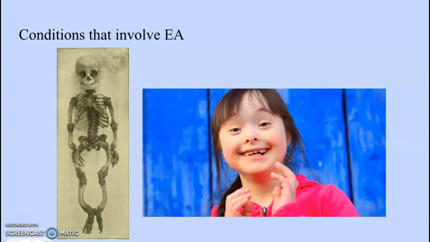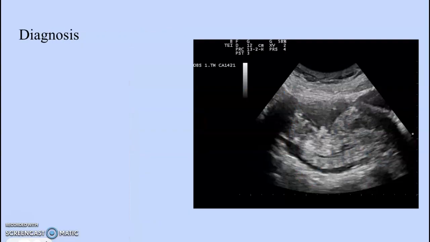Some conditions that involve EA are trisomy 13, 18, and 21, and VACTERL syndrome. Other birth defects that can occur with EA are skeletal deformities, intestinal or anal deformities, renal defects, or heart defects. The birth defect forms during 4 to 8 weeks after conception. Diagnosis only occurs after birth since it is hard to detect a defect in the esophagus or trachea while the baby is in the uterus.